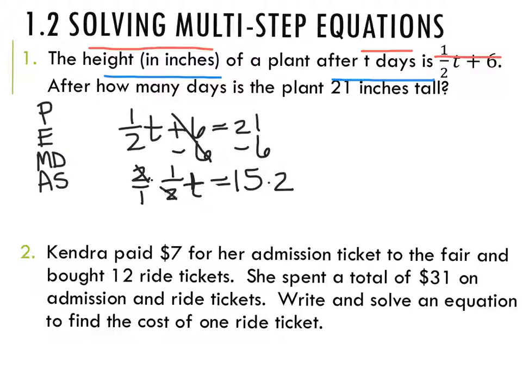So I have a 2 on the top and the bottom, they cross off, 1 on the top and the bottom, that crosses off as well. Remember, when those things cross off, 2 divided by 2 is 1, so that means I have 1t, or t is 30. And in this case, it's asking me something specific, so I don't want to just give the answer of 30. I want to describe what that is. So in this case, it's going to be 30 days.